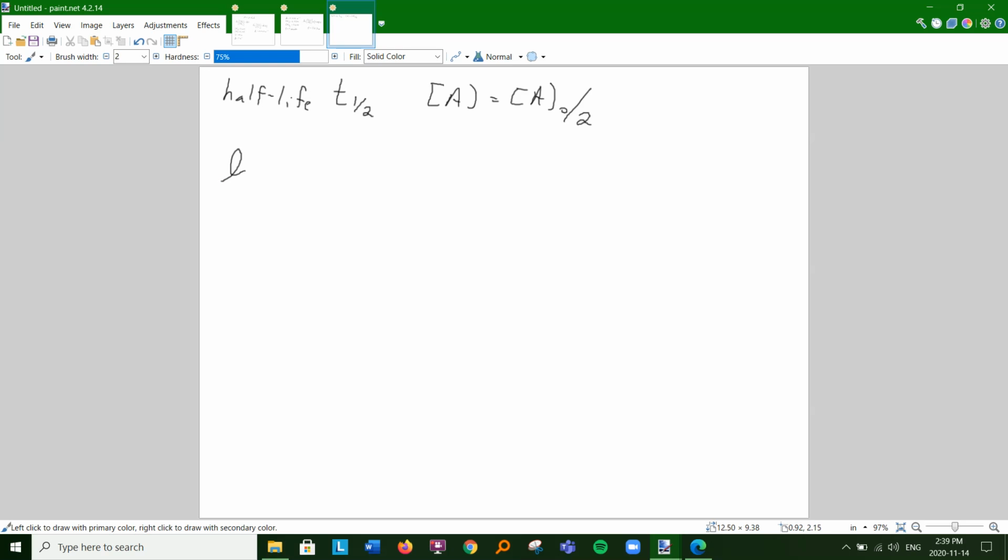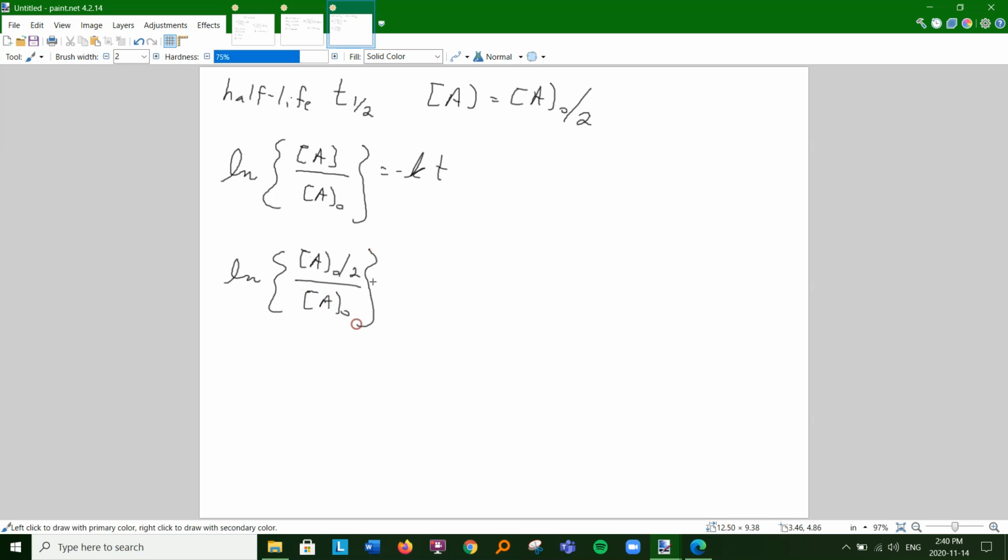So the natural log of A over A naught equals minus KT. So now let's plug in the half-life. So A is A naught over 2. So you get the natural log of A naught over 2, all divided by A naught. So that becomes the natural log of a half equals minus KT. And the natural log of half, I think, is either 0.693 or negative 0.693.